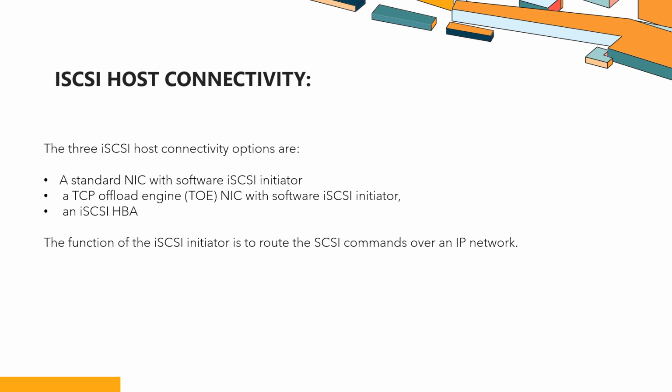A TOE NIC offloads TCP management functions from the host and leaves only the iSCSI functionality to the host processor. The host passes the iSCSI information to the TOE card, and the TOE card sends the information to the destination using TCP/IP. Although this solution improves performance, the iSCSI functionality is still handled by a software initiator that requires host CPU cycles. An iSCSI HBA is capable of providing performance benefits because it offloads the entire iSCSI and TCP/IP processing from the host processor.